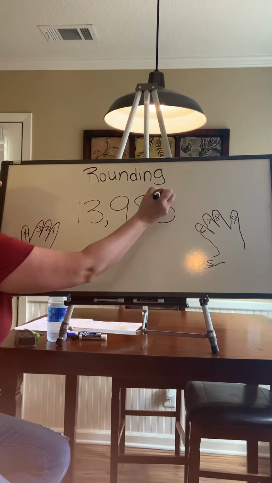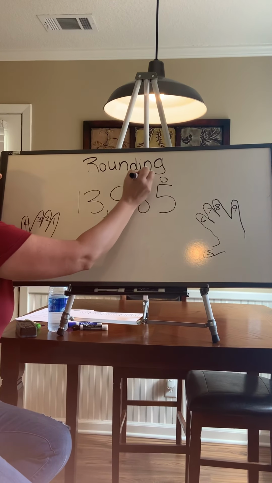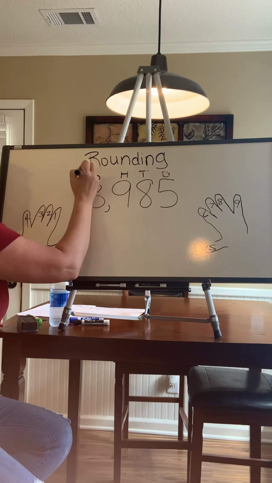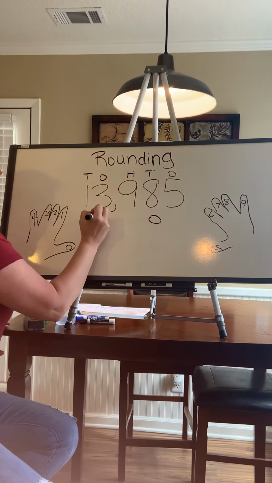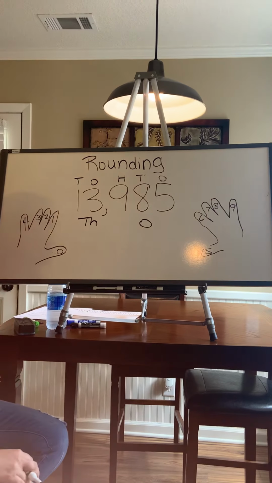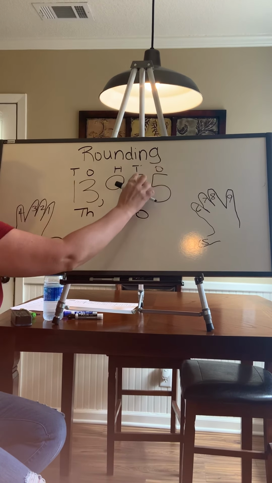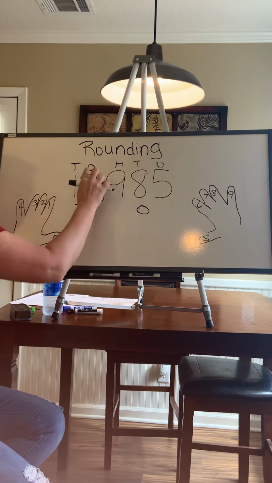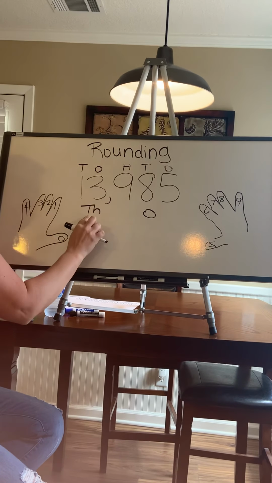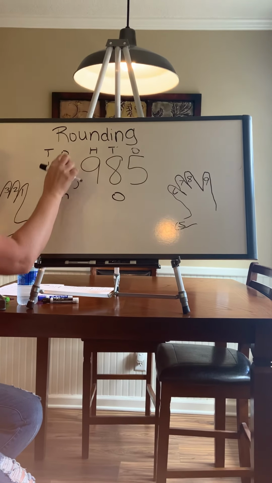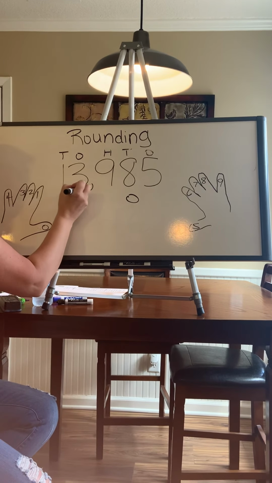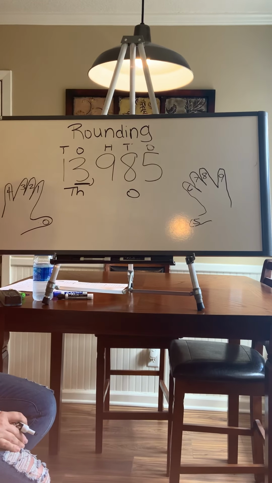So let's label our digits. O-T-H-O-T. Okay, so we know this is the ones period and this is the thousands period. So I know this is ones, tens, hundreds, 1,000, 10,000s. So it's asking me for the thousands. So that would be the 1,000s. So that would be this right here.